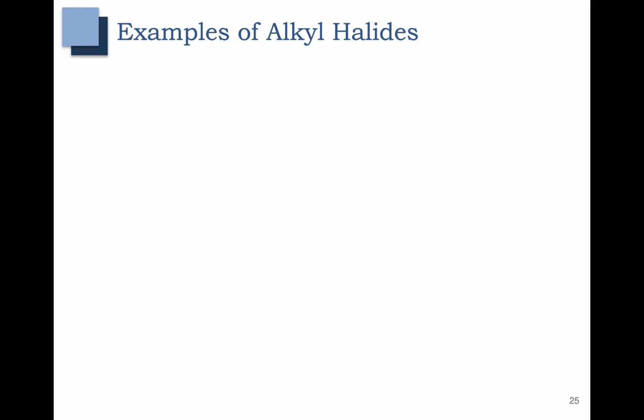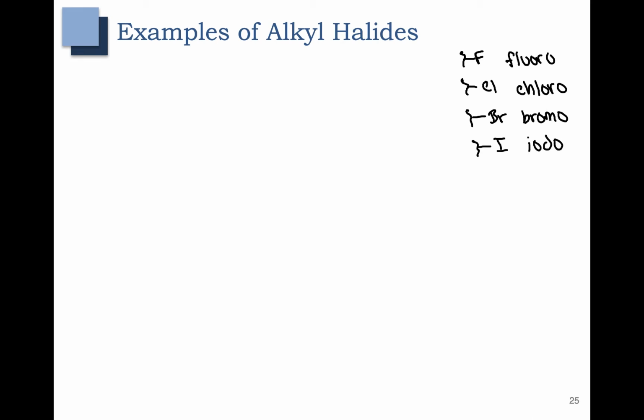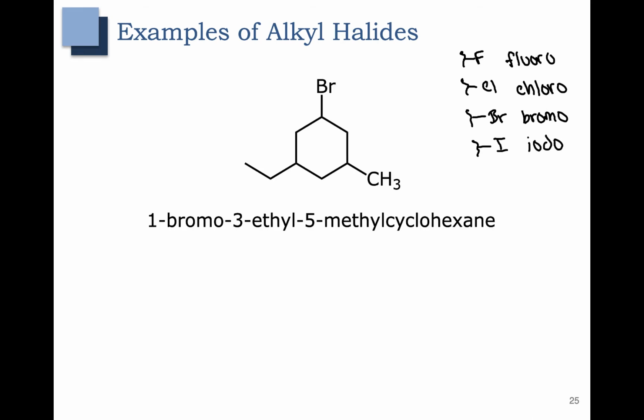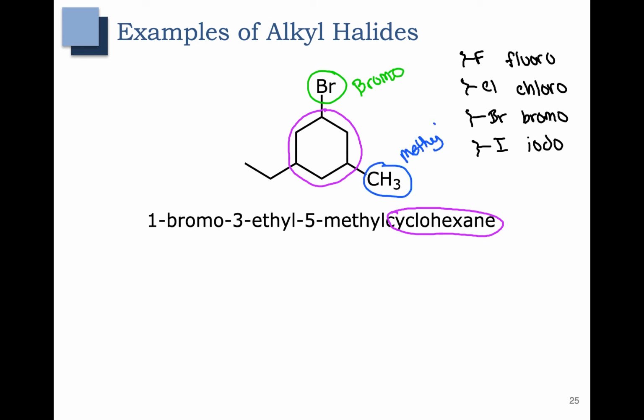For our alkyl halides, we're going to have fluorine, which becomes fluoro, chlorine, which becomes chloro, bromine, which is bromo, and iodine, which is iodo. So in our first example here, we have a cyclohexane as our parent chain. Our substituents are the bromo group over here. We also have a methyl and an ethyl.